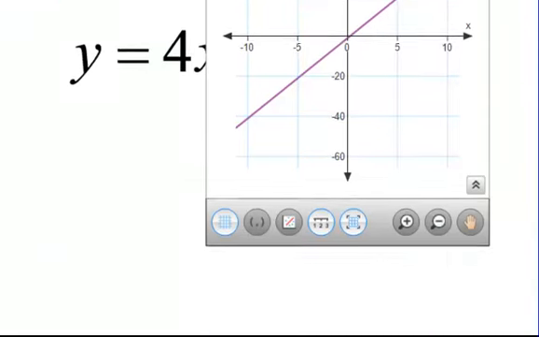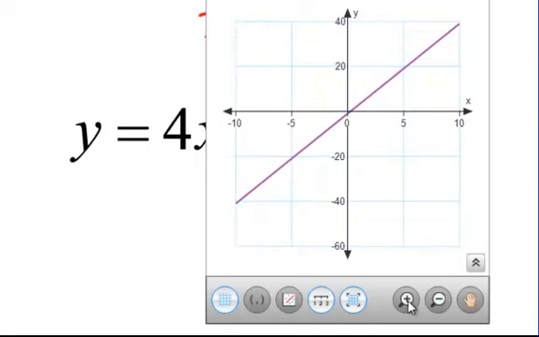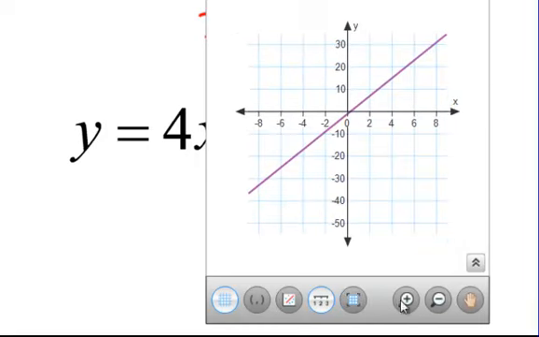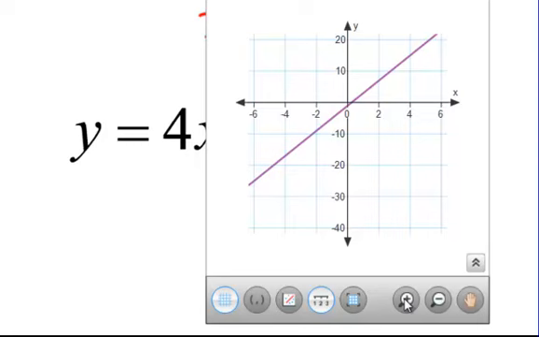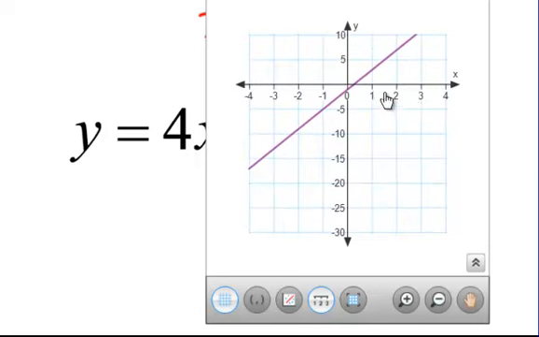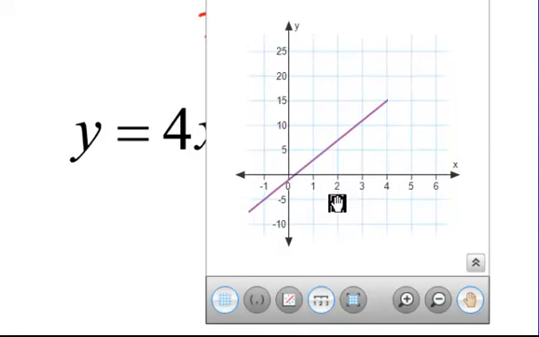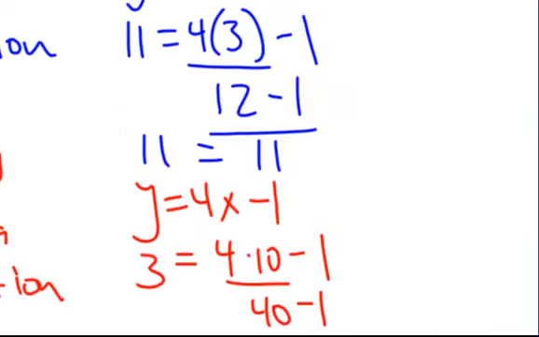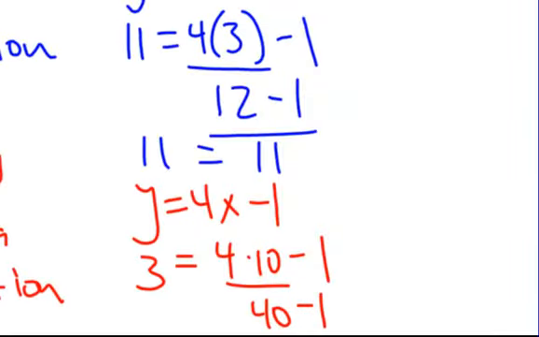But let's look at (3, 11). If you look here at 3 and 11, that is a solution. So that's why it works. That's why when you plug it in, it would work, because that's the line for it.